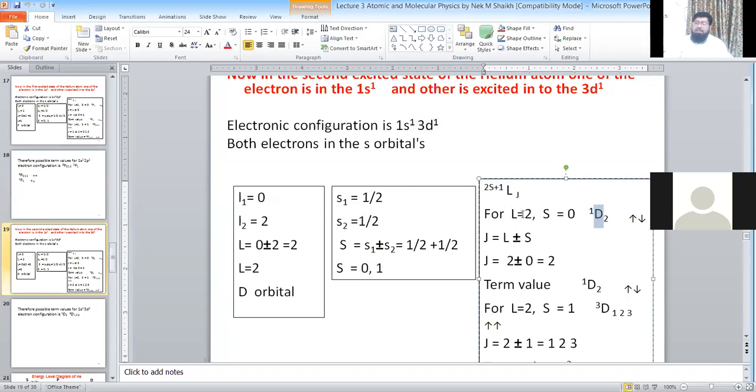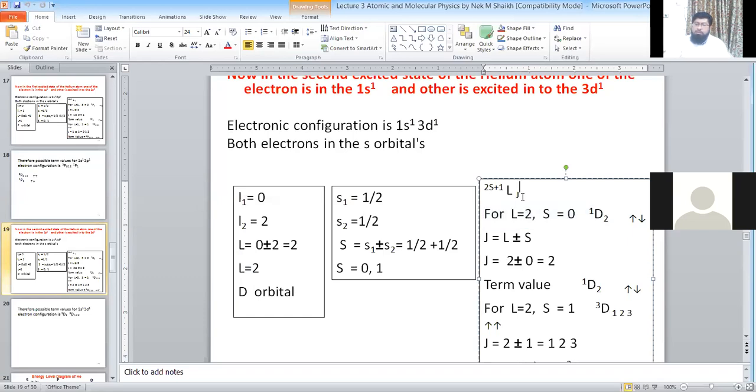So now here L is equal to 2. In the first combination, we say L is equal to 2 and spin is 0. If we put spin 0 in the multiplicity, 2 multiplied by 0 gives you 0, plus 1 is equal to 1. So this multiplicity is equal to 1.